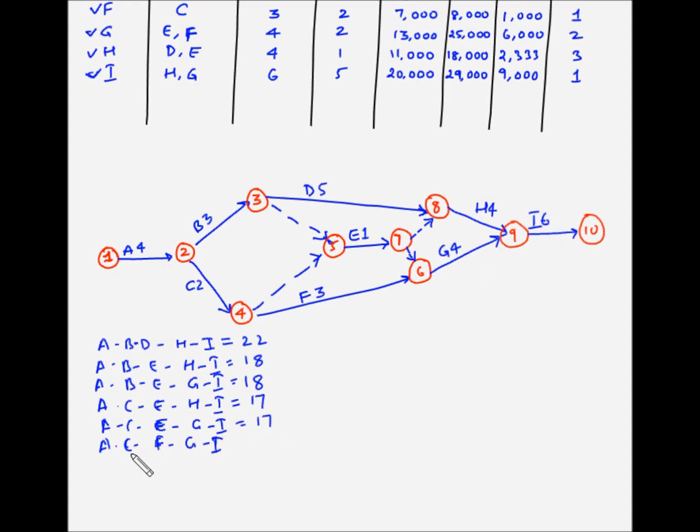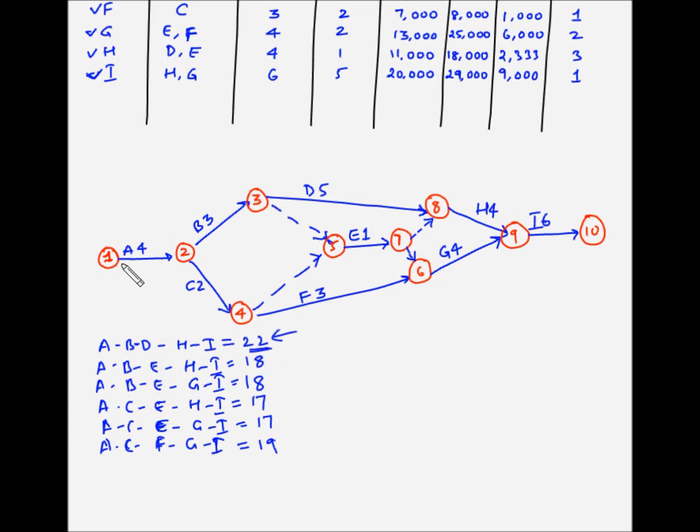And the last one is ACFGI. So ACFGI, so 4 plus 2 is 6, plus 3 is 9, plus 4 is 13, plus 6 is 19. So the longest path here is ABDHI, which is this path, and the duration is 22 weeks.